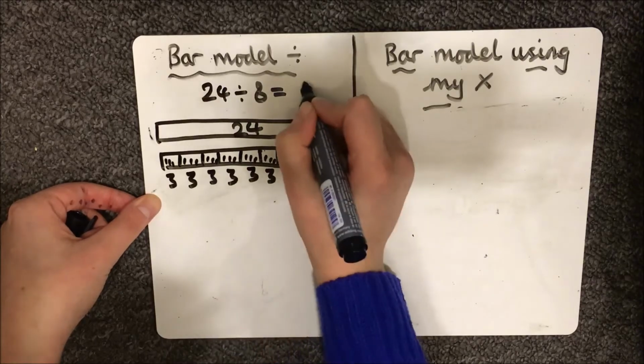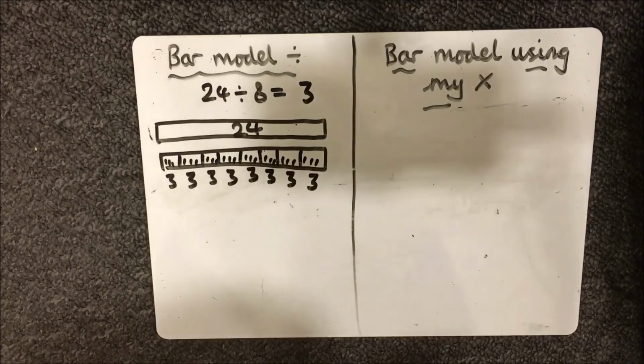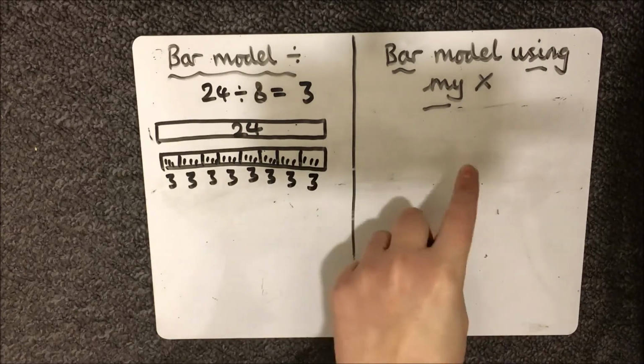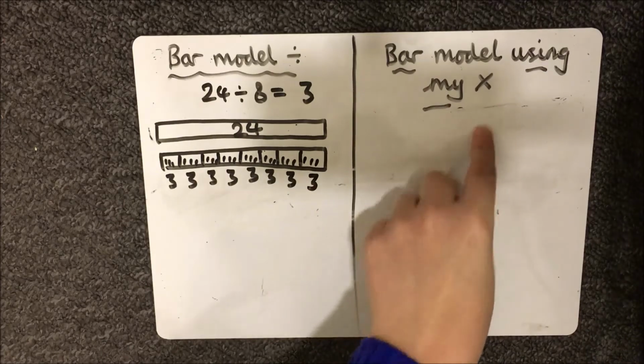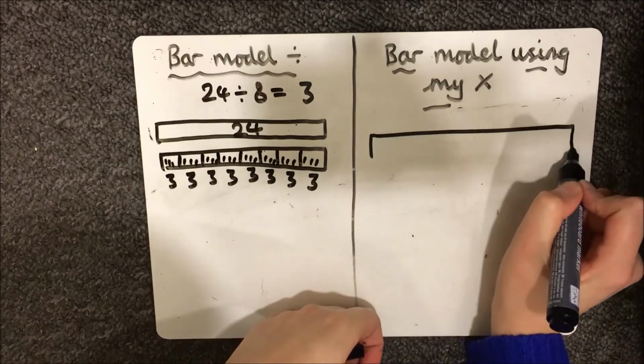Do you see why the sharing circles, the array and the bar model are a bit tricky? I find it quite difficult to count and I get a bit tired. If I'm tired and it's taking me a long time, I might make a mistake with my counting. This is why today we're going to be focusing on using our times tables to help with divide. So just like divide, I'm going to do a bar model.